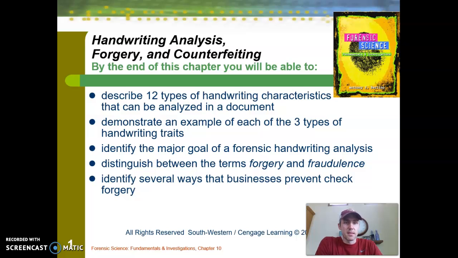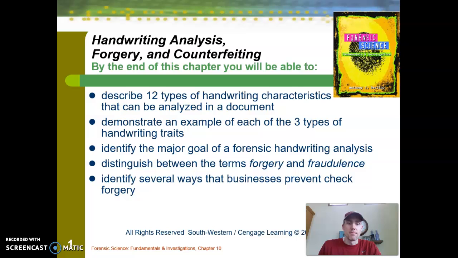The goals for this lesson are to describe the 12 types of handwriting characteristics that you can analyze in a document. We want you to recognize those characteristics and be able to demonstrate what the three types are. Identify the goal of handwriting analysis, tell the difference between forgery and fraudulence, and identify several ways that businesses prevent check forgery. We'll be doing some labs and activities as the chapter continues to help reinforce these concepts.